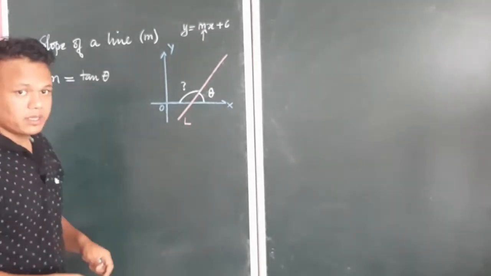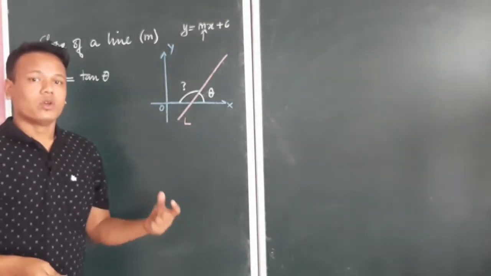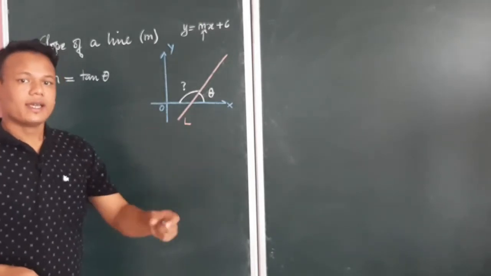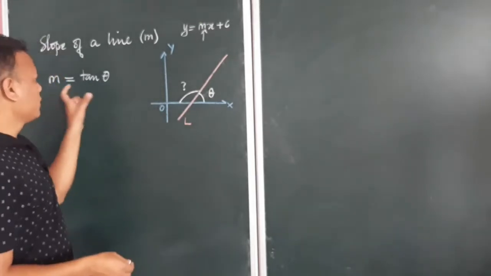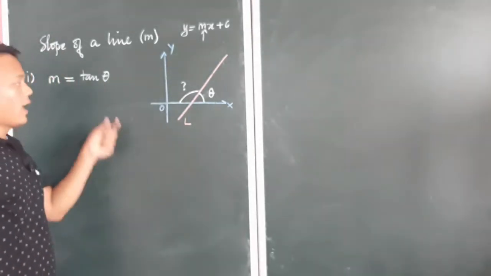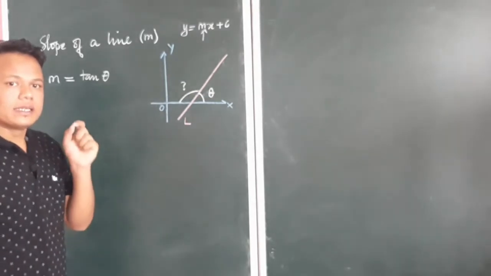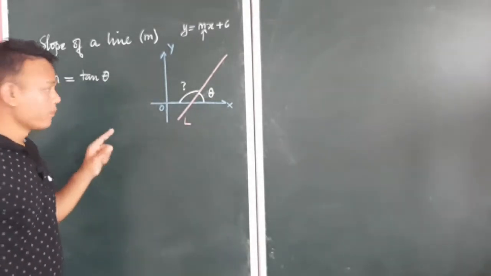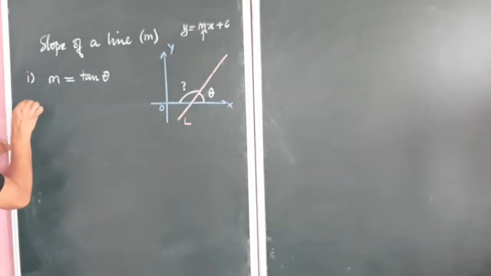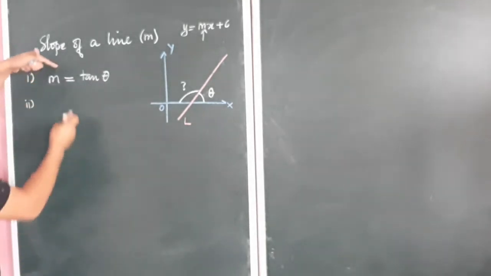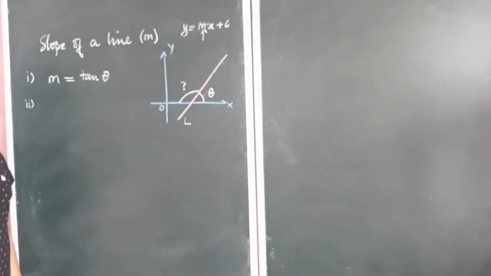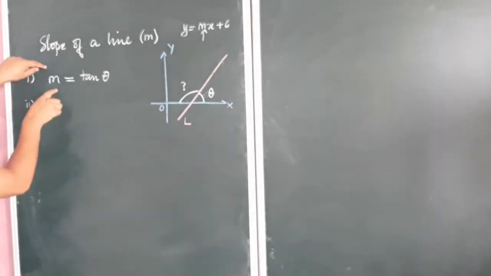Now for example, if somebody gives you in your question that the angle of inclination theta is equal to 45 degrees, then what will be the slope of the line? You just need to put the value of theta as 45, and we all know that the value of tan 45 is 1. So the slope of the line becomes tan 45, which is 1. Now all these are formulas, so I expect you to note them down in your diary. This is our first formula.